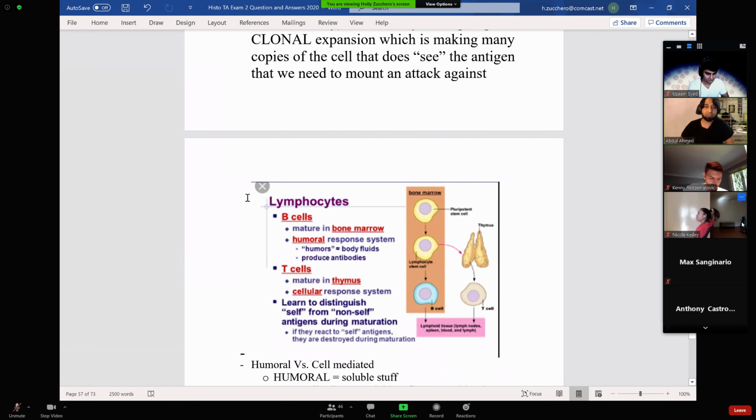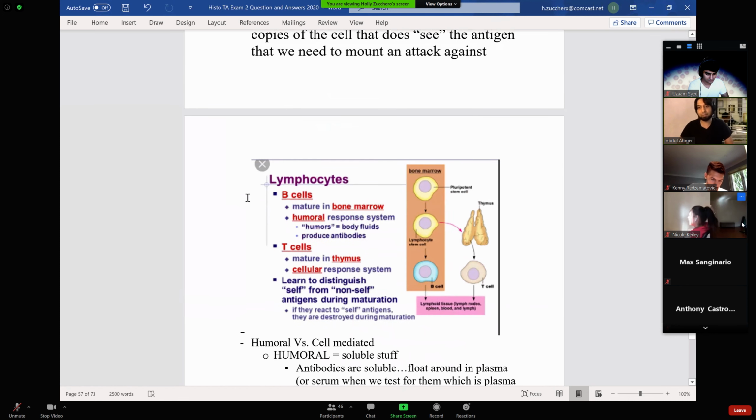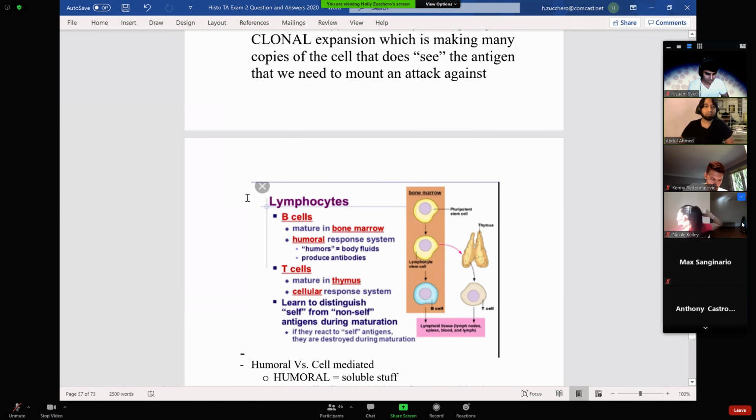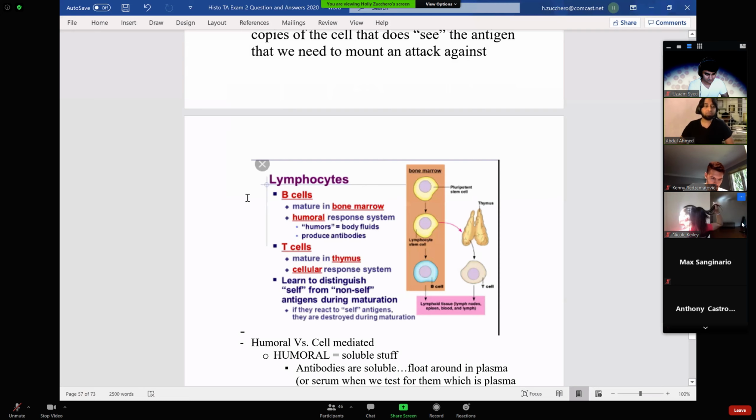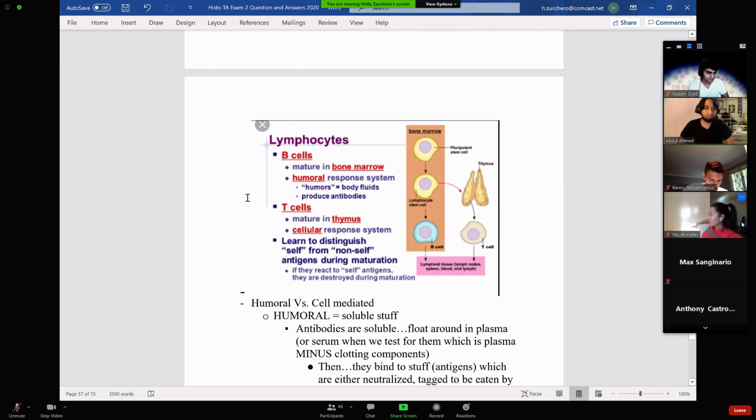So clonal expansion, know where that occurs. You know it's in the germinal centers. She's going to ask you, you might get an image asking what's occurring in this area, and that's going to say B cell germinal proliferation or T cell germinal proliferation. T cells don't do that. It's the B cells. All right, let's go to humoral versus cell mediated.